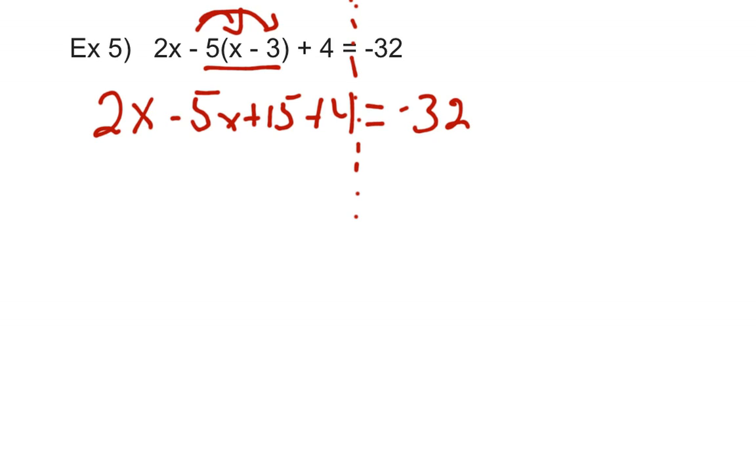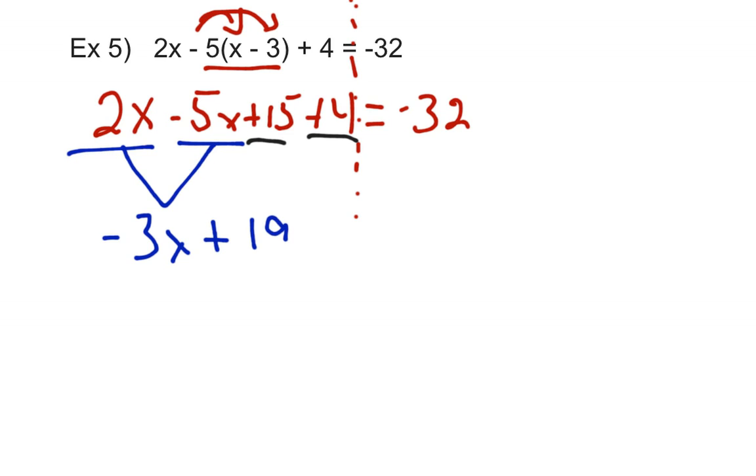Okay, combine like terms. I see a positive 2x here and a negative 5x here. Those combine to give me negative 3x. I also have 2 constants. I have a positive 15 and a positive 4, which gives me a positive 19. When I combine those 2 things, positive 19, I still have this equals negative 32. So again, just by doing what we practiced, distributive property and combining like terms, now I've simplified my problem into a 2-step equation, which, since we just learned this lesson, we should all know how to solve.